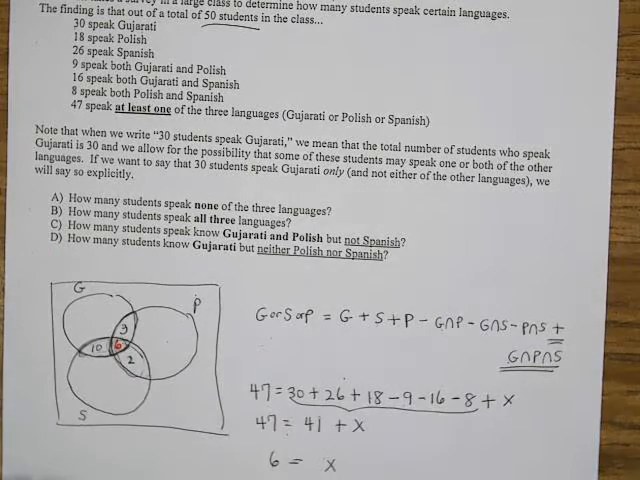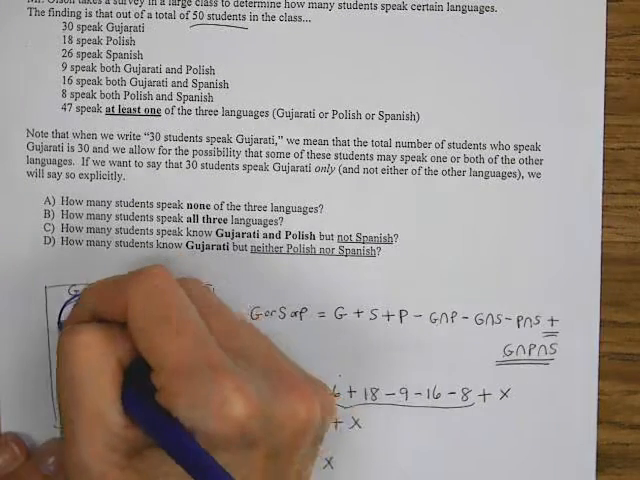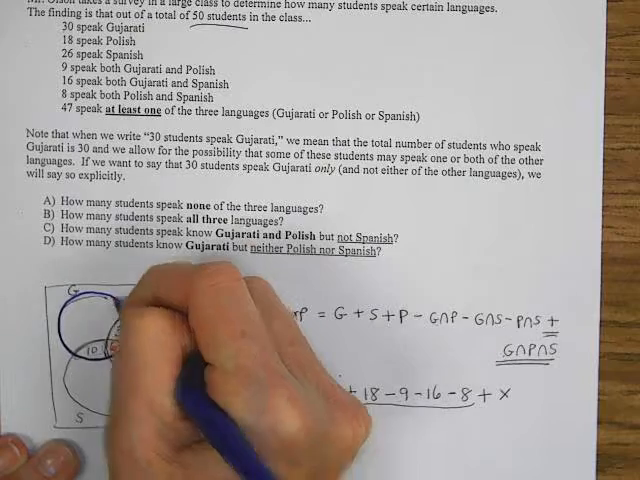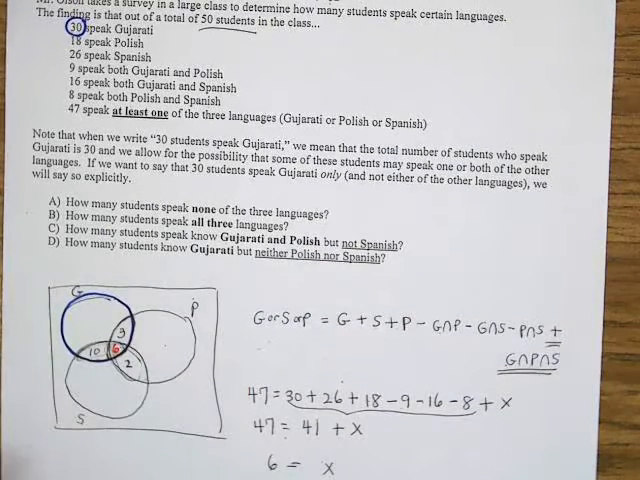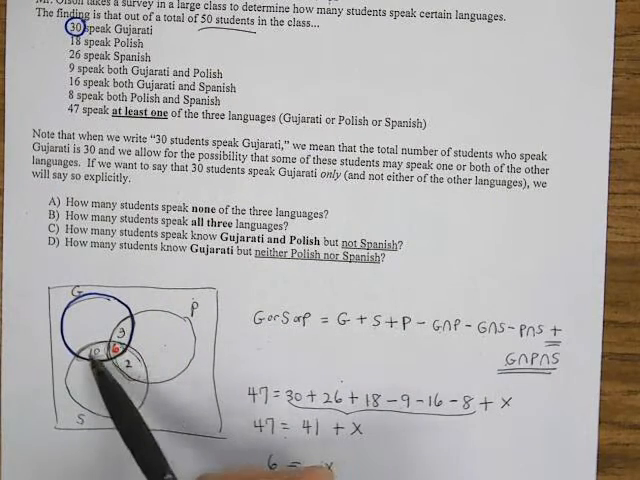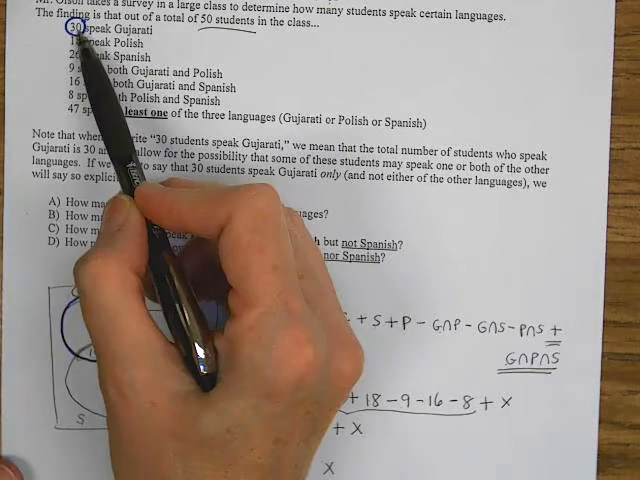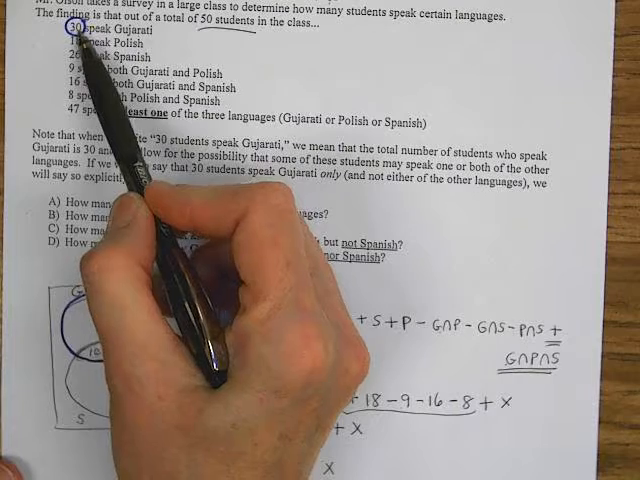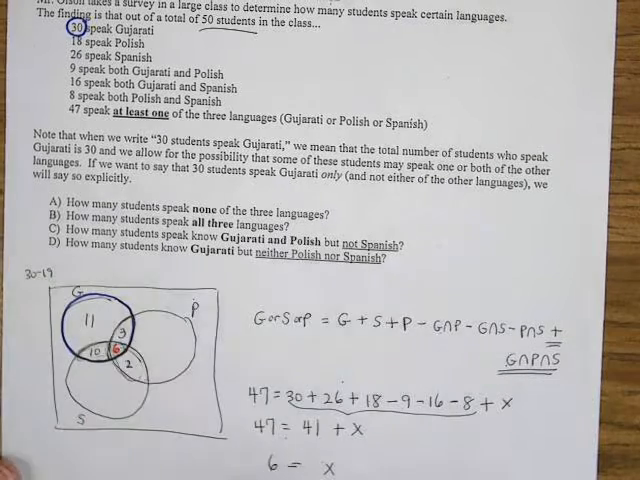Right? Okay, now let's look at this Gujarati circle. We know that we were supposed to have 30 Gujarati speakers. Well, how many do I already have in the Gujarati circle? I have 10 and 6 plus 3. 10 plus 6 plus 3 is 19. If I already have 19 in there, and there has to be a total of 30, 30 minus 19 leaves me with 11 just strictly Gujarati speakers.